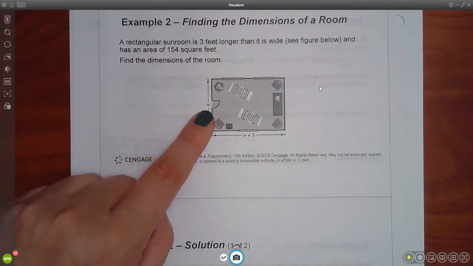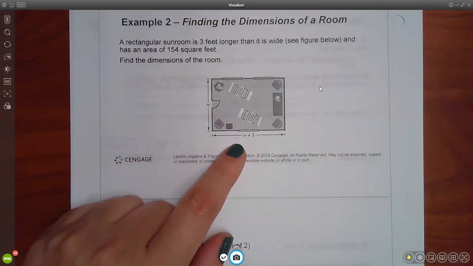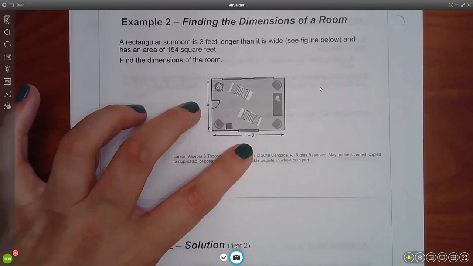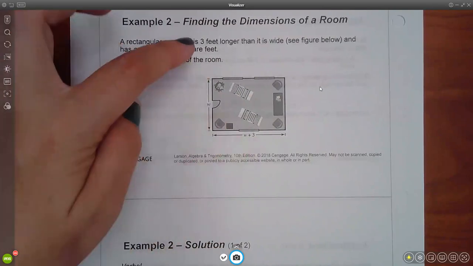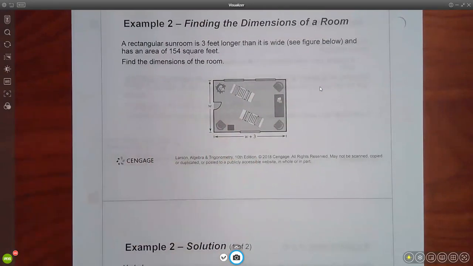They use W for width, but the length had to be 3 more than that. And so that's why they did +3, okay? We got lucky though, because they already had those there. If they don't, we have to use that information to label the size of a rectangle, okay?